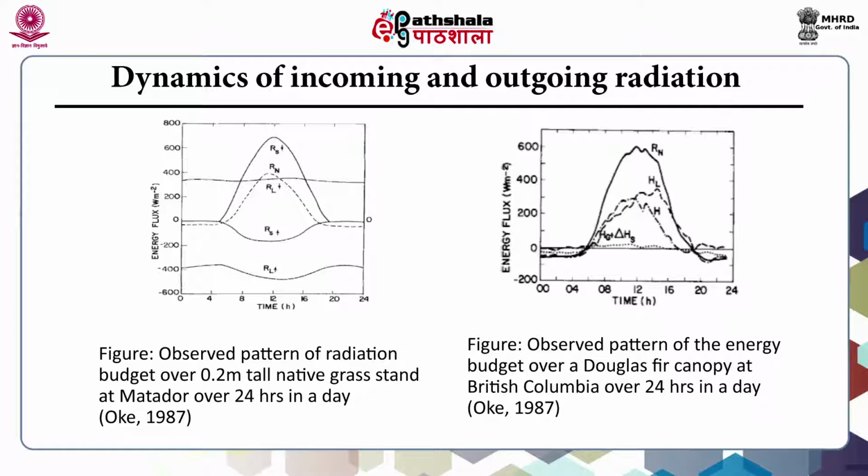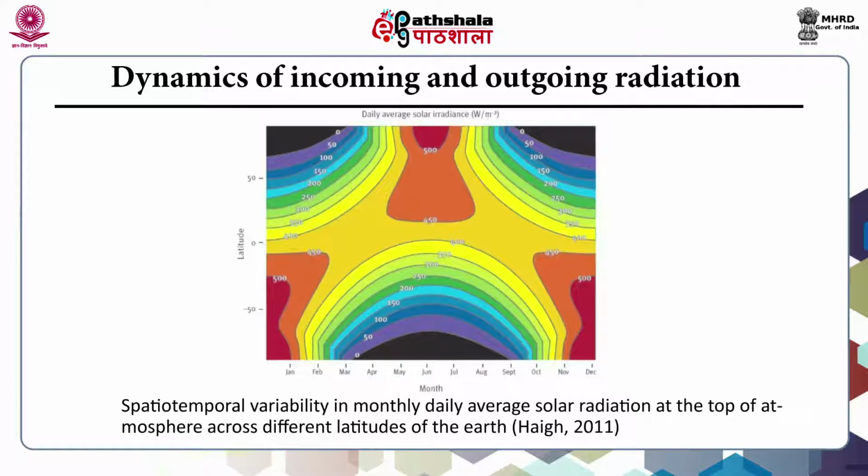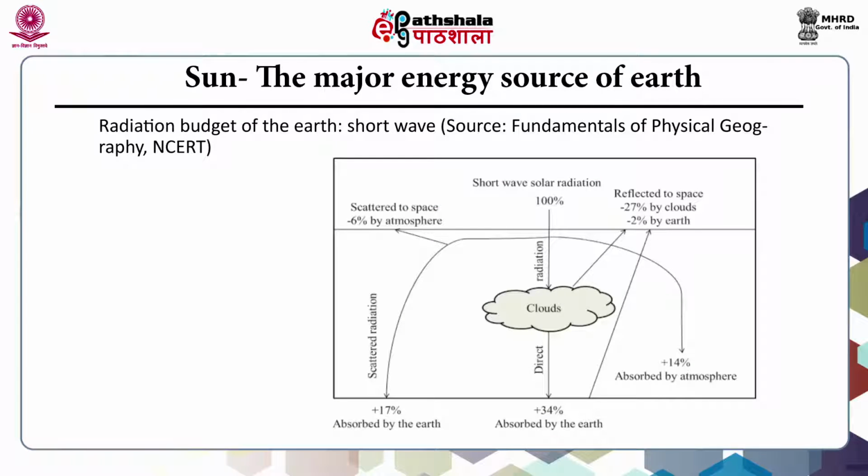The energy partitioning often experiences a high degree of spatio-temporal variability that determines the mean climate condition and its associated variability. In this figure, the year-round daily average solar radiation intercepted at the top of the Earth's atmosphere across different latitudes is displayed. Sun, the major energy source of the Earth. This figure shows the radiation budget of the Earth, especially the short wave radiation. The most important and widely accepted principle of climate science relies on the fact that solar energy is the main source of energy for Earth's climate system that controls the net energy budgeting and the hydrological cycle.